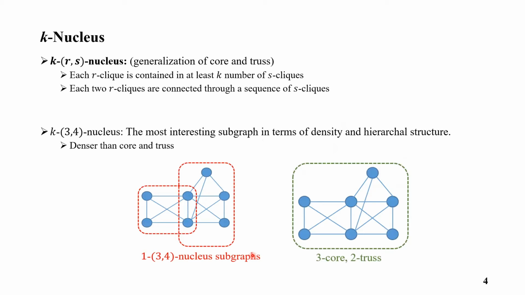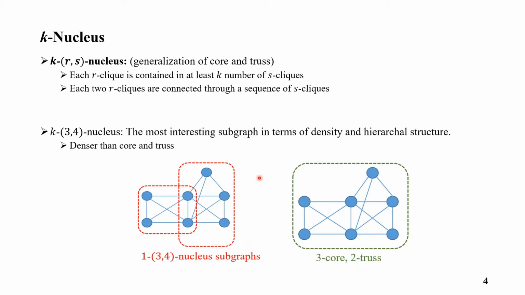The most interesting subgraphs in terms of density and hierarchical structure is K-(3,4) nucleus, which is denser than core and truss. Here in this figure, you can see (1,3,4) nucleus subgraphs, which are actually reported as separate subgraphs because triangles in these two subgraphs don't share a four-clique. Also, if you apply core and truss decomposition, the whole graph would correspond to 3-core and 2-truss.